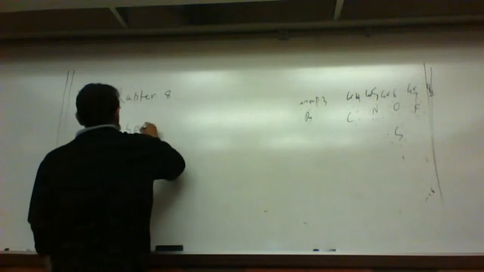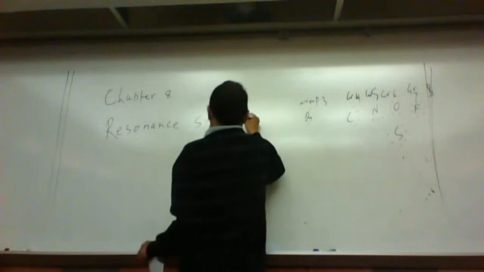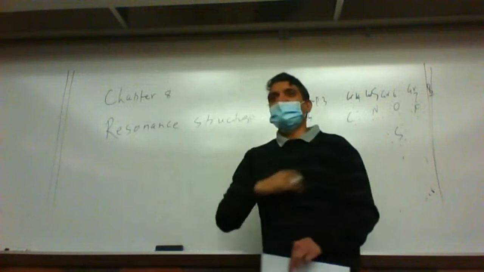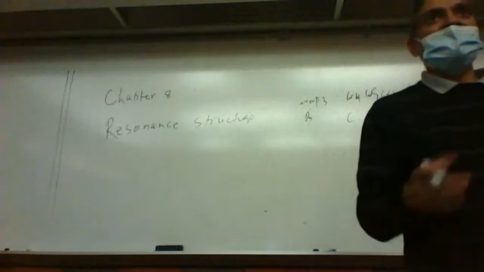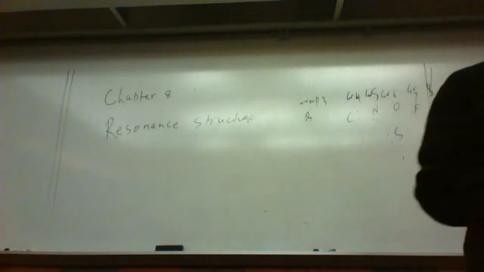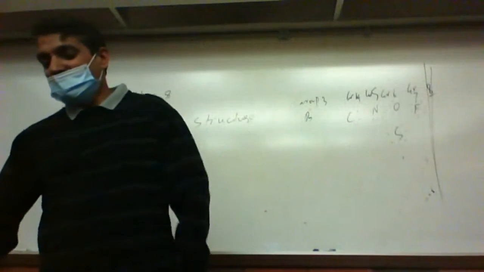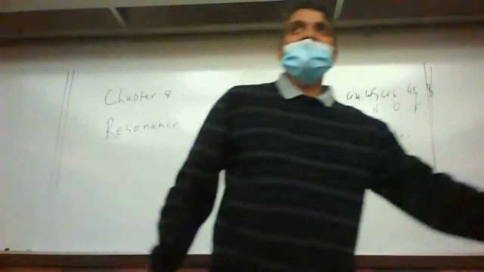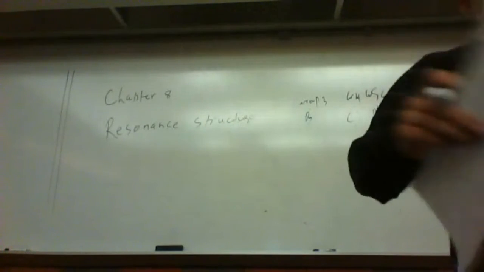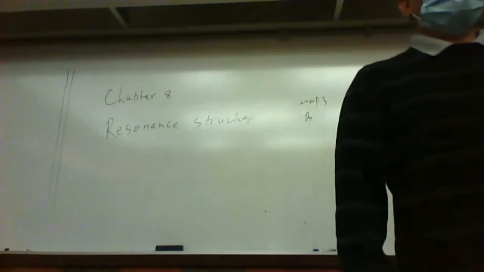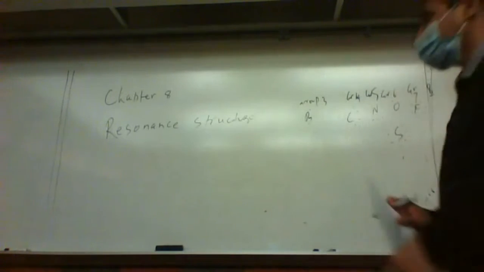Resonance, R-E-S-O-N-A-N-C-E, resonance structure. So what is resonance? Everything is the same, but the electrons change position. The electrons are just moving. Sometimes they come and sit in this chair, and after a moment they go and sit in that chair. So the electrons change position and sit in different seats within a certain interval of time. These structures are called resonance structures.